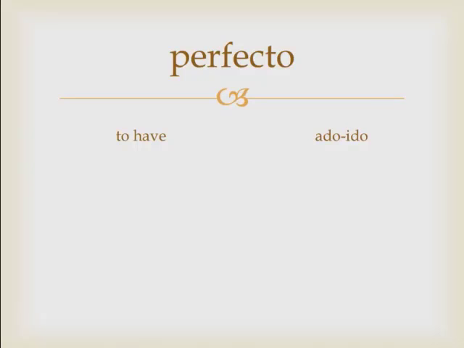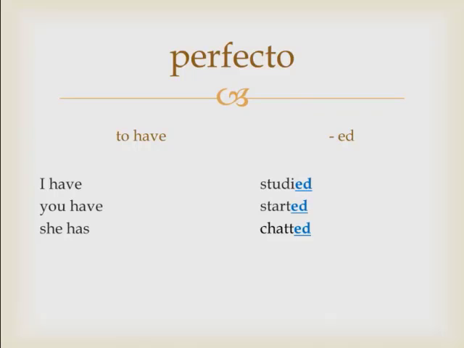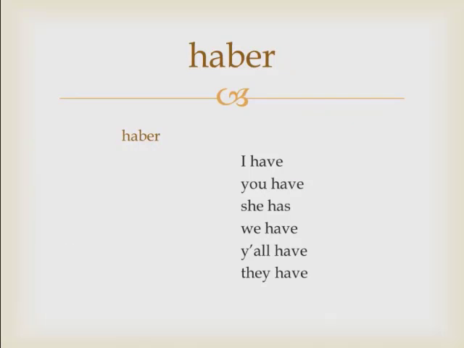Haber means to have. Ado or ido is the ed form of a verb. So if you have I have studied, you have started, she has chatted, that's what it would look like in English. In Spanish, it would look just a little bit different. You're going to start with the verb haber, and if we were to conjugate haber, and if it were normal, if you're taking notes right now, don't write this down because it's not normal, but I'm going to give you what it would look like if it were normal.